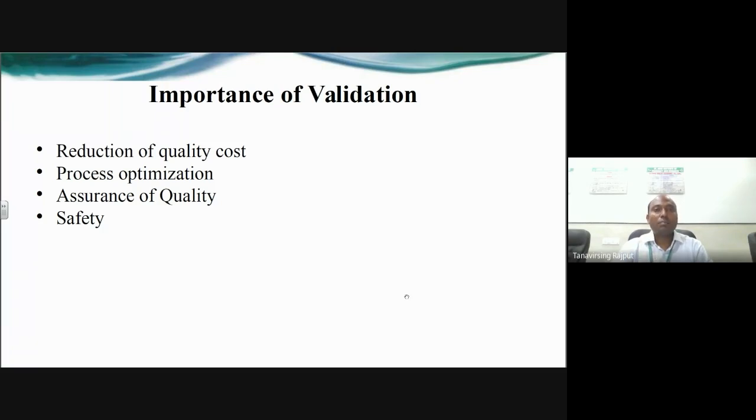And the last importance of validation is safety. If we are validating the particular process, then we can assure safety. If you are using an autoclave, and in that autoclave the pressure gauge as well as the temperature control system is calibrated, then we have 100% assurance, or we can rely on that reading. Whatever reading we are getting is a reliable result, and that's why it will provide 100% safety.